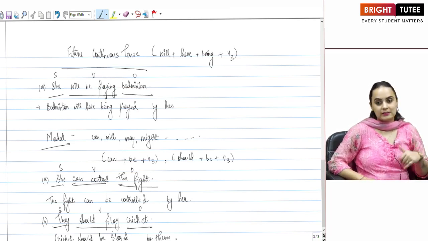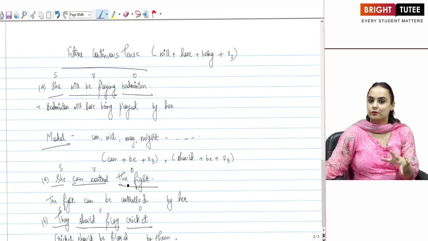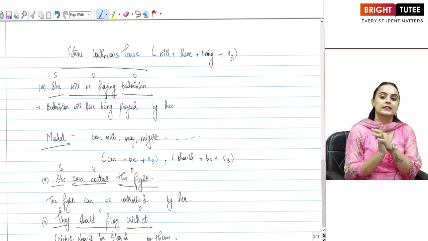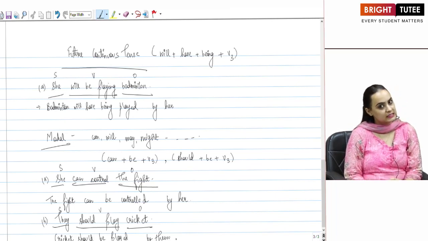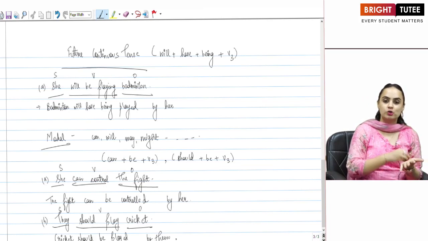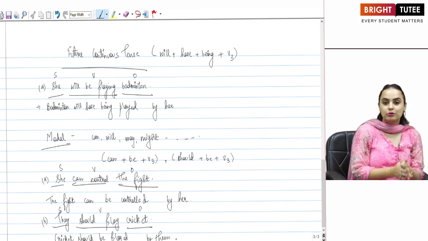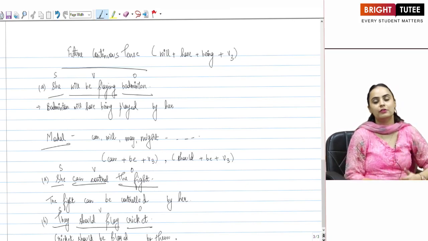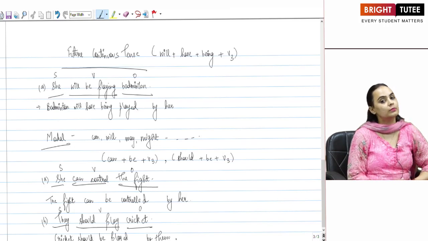So, my dear students, in case of a modal verb, whatever modal verb is used in the active sentence, that remains the same. Be it can, could, shall, should, may, might, anything. So the modal verb remains the same. We add be with it and then we write the third form of the verb alongside.